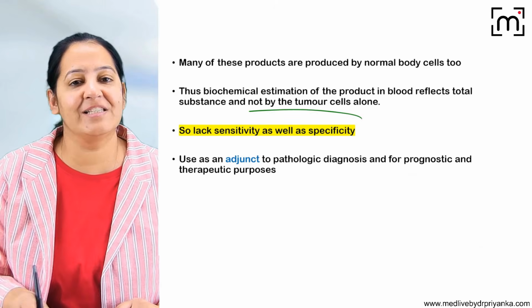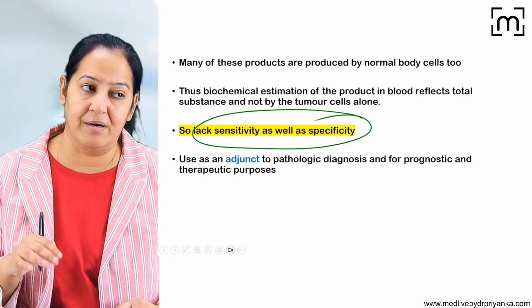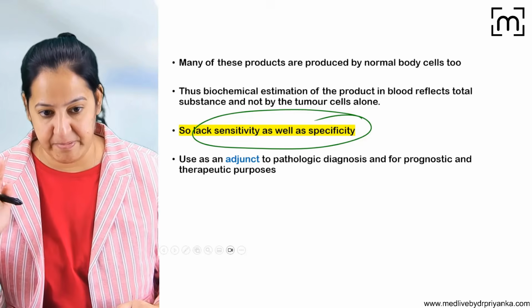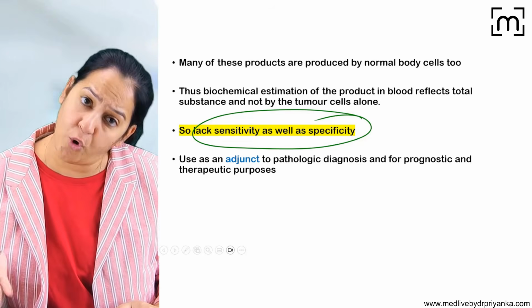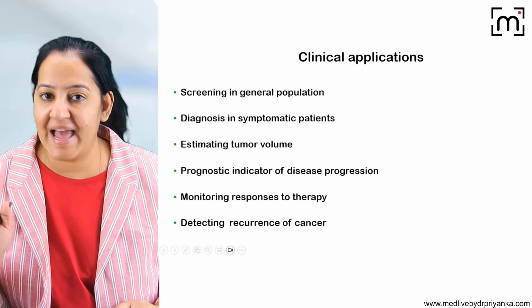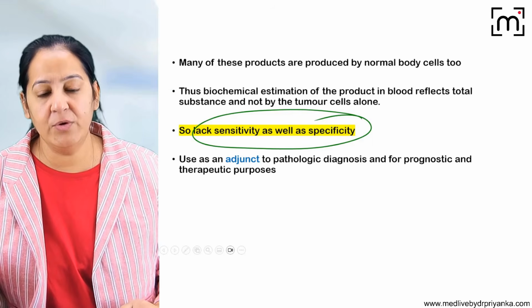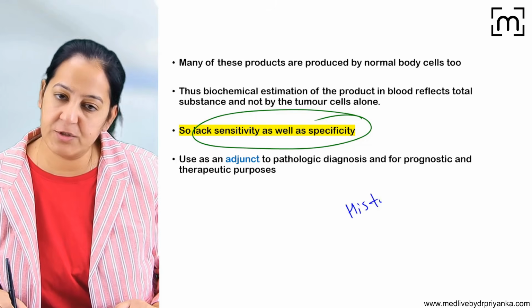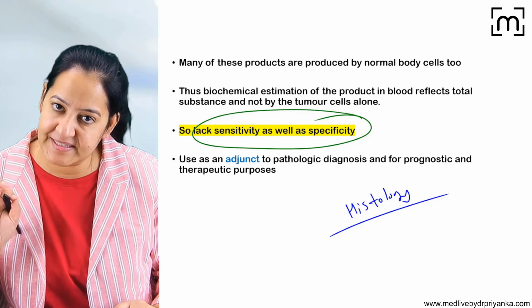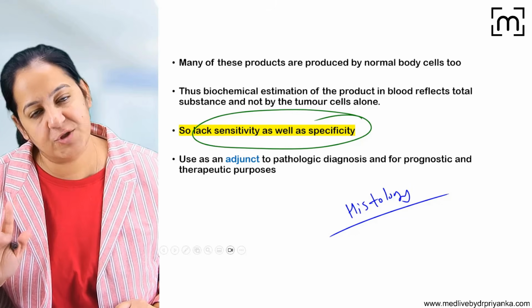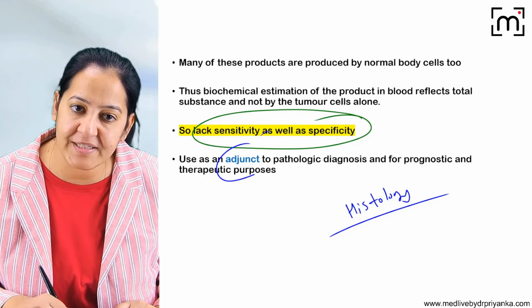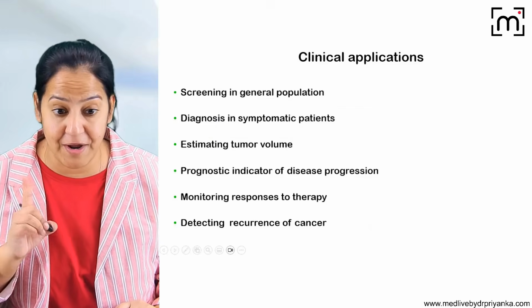But it lacks sensitivity and specificity because many other cells apart from tumor cells also secrete it. So it is not necessary that if a particular tumor marker is present in blood, it always indicates that particular malignancy. It lacks sensitivity and specificity. It can be used as a complementary test to histology. But the best is to do the histology. For diagnosis, best is histology. I mean, best is to perform the biopsy. And after that, as a complementary test, as the adjuvant test, you can use the tumor markers. It is not the primary test.